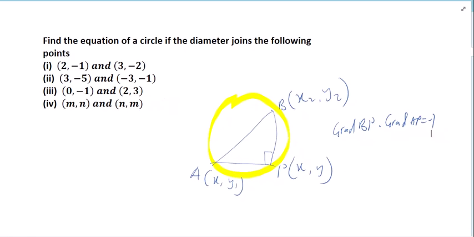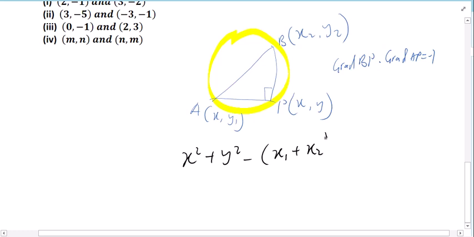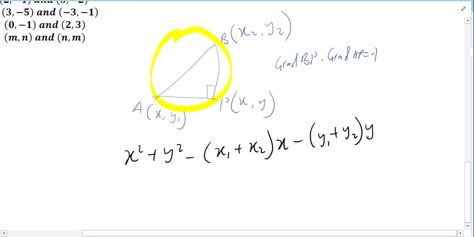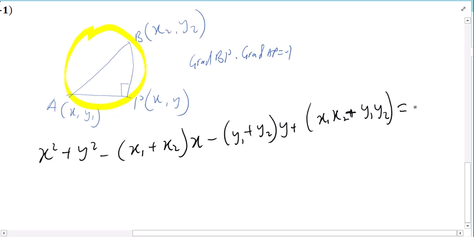So it's through this formula whereby we got the formula we are using to solve the question. And the formula we are using to solve the question is x squared plus y squared minus (x1 plus x2) times x, minus (y1 plus y2) times y, plus x1 times x2 plus y1 y2, and they are all equal 0. We got this formula from this one.